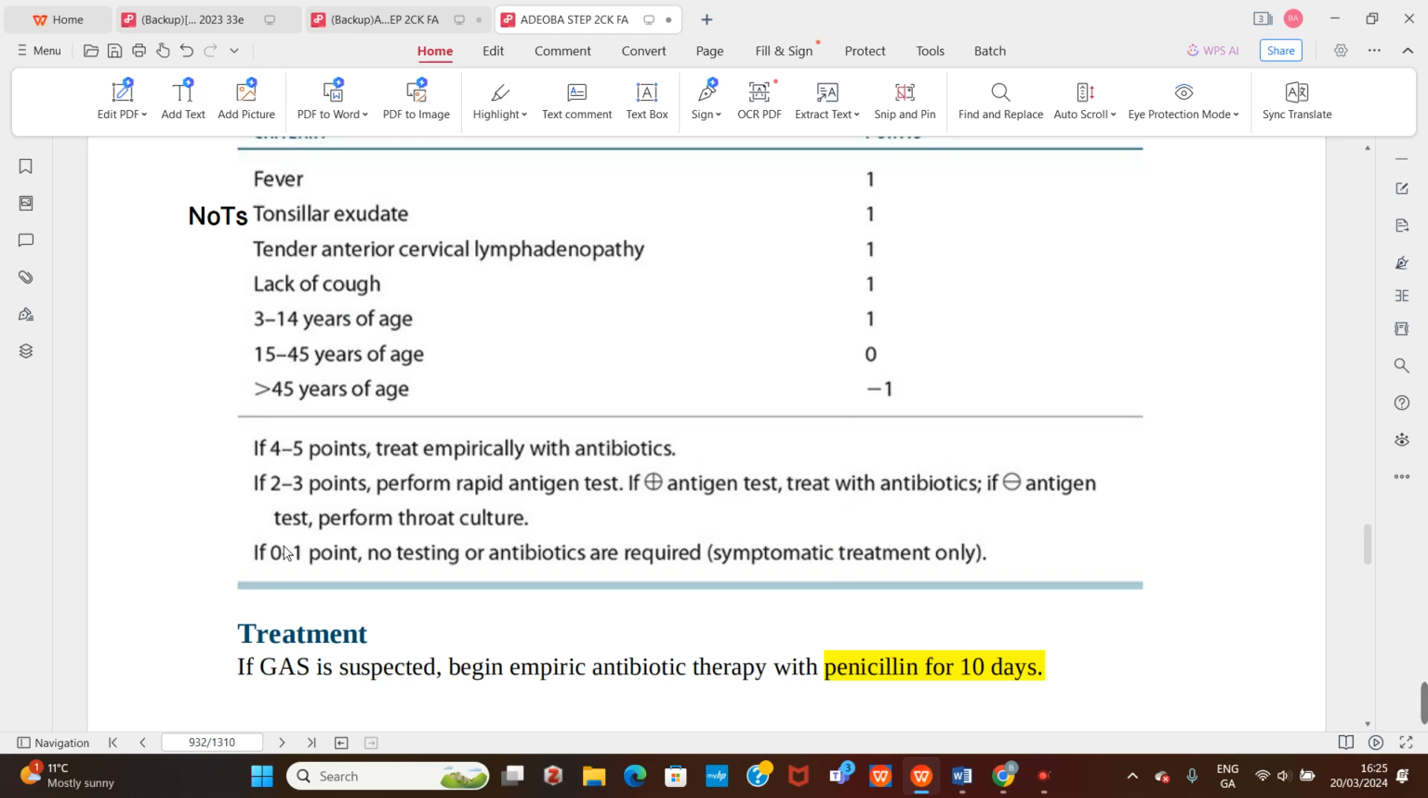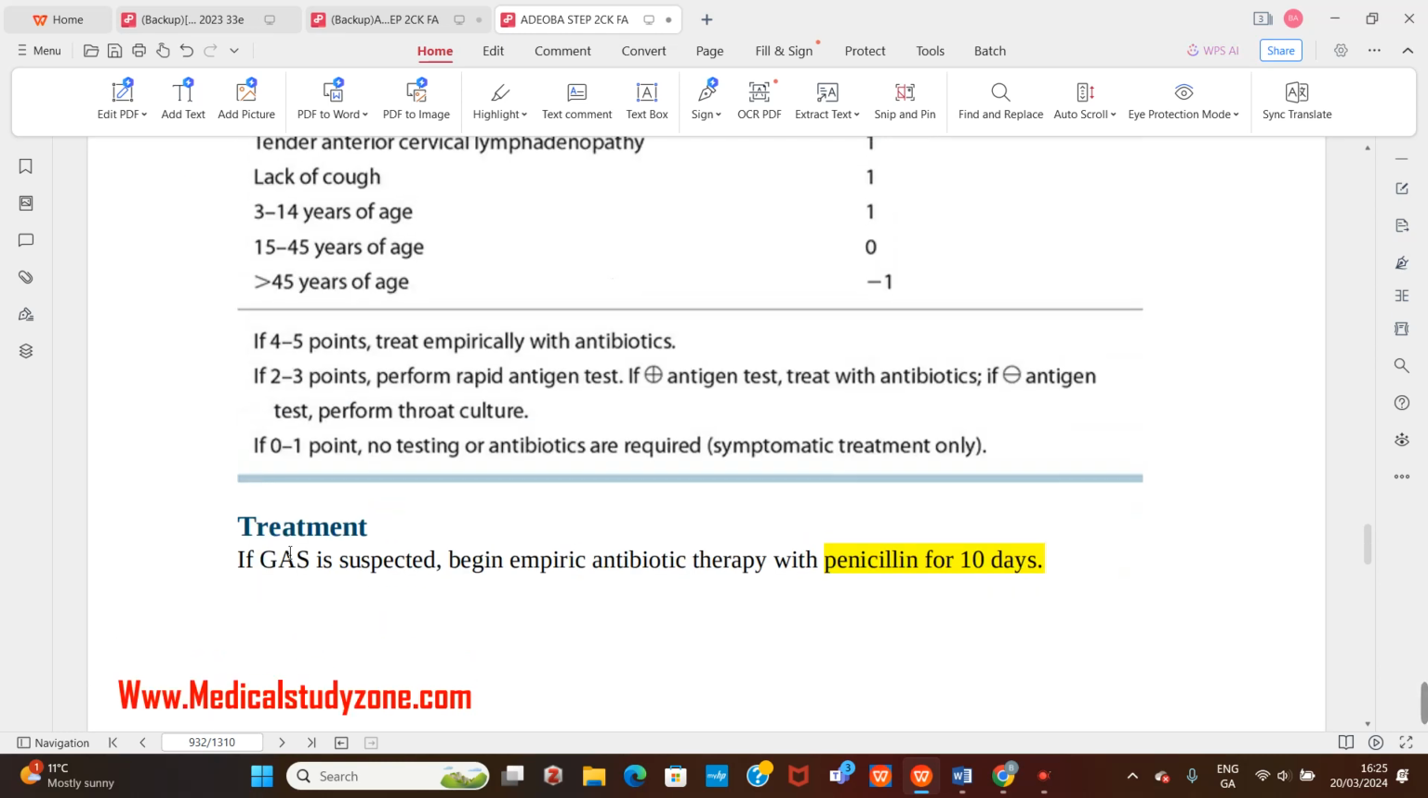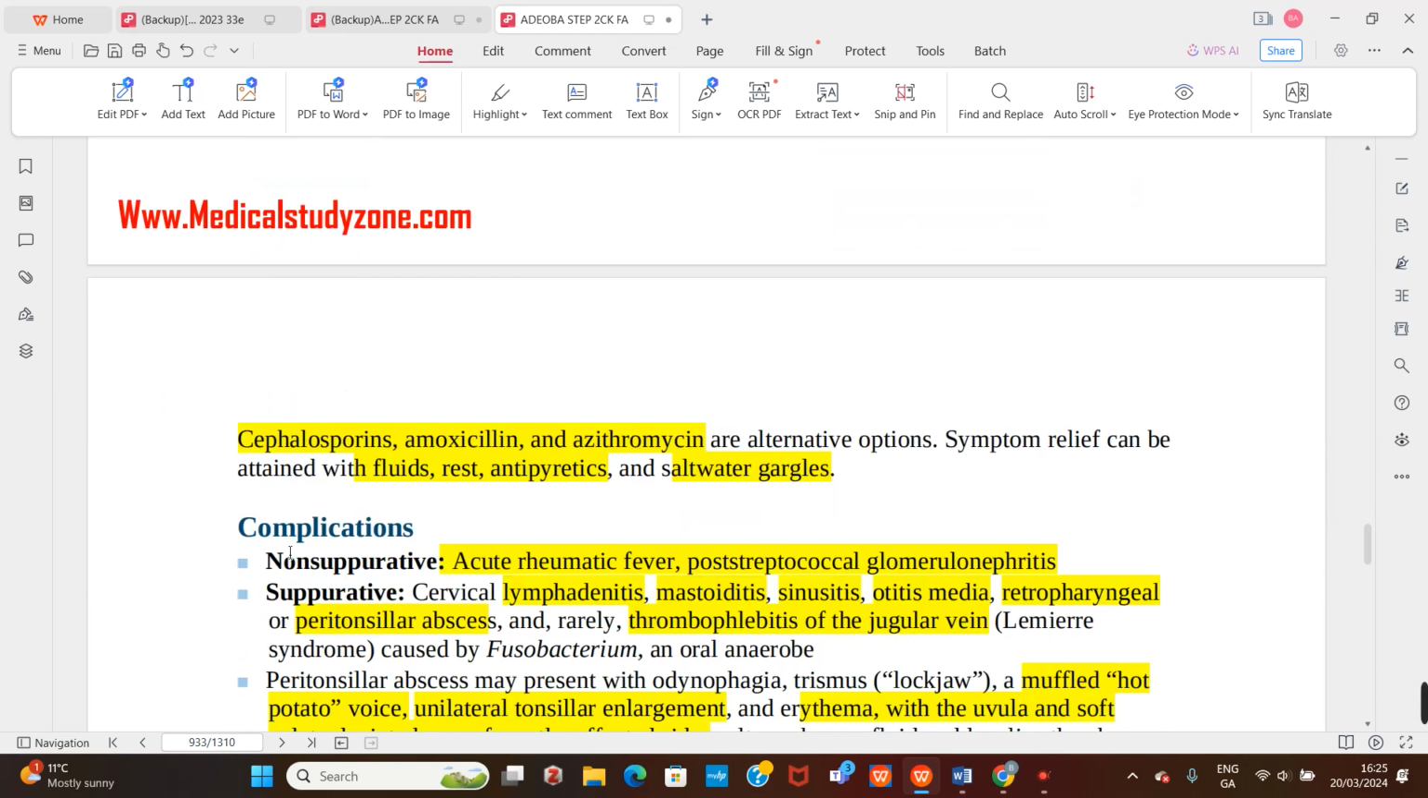So do you understand that? Yes. But if the throat culture is negative? Yeah, you treat as viral, symptomatically. So for your symptomatic treatment, you are just hydrating, tell the person to rest, give antipyretics for the fever or whatever stuff the person might be experiencing, and you give salt water gargle to limit the inflammation and the pain within the throat that the person might be experiencing.